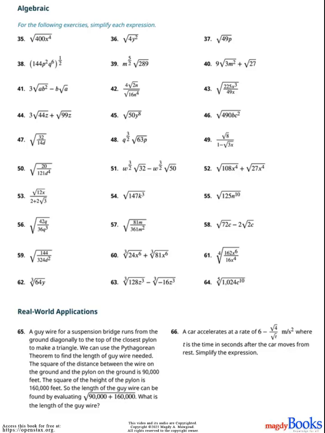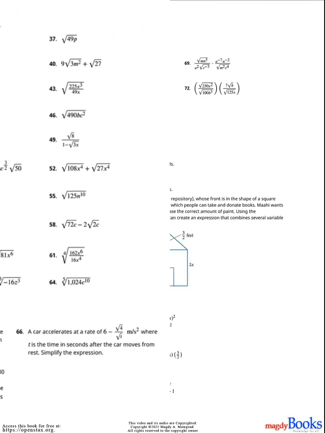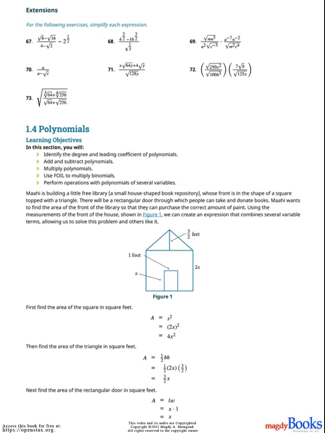66. A car accelerates at a rate of 6 minus square root of 4 over square root of t meters per second squared, where t is the time in seconds after the car moves from rest. Simplify the expression. 5. Extensions. For the following exercises, simplify each expression. 67. Square root of 8 minus square root of 16 over 4 minus square root of 2, minus 2 to the power of 1 over 2.